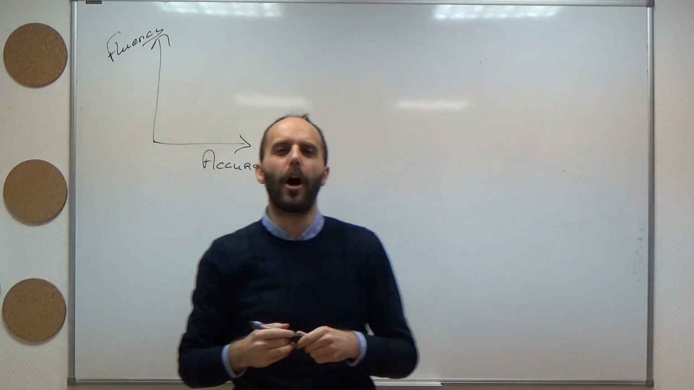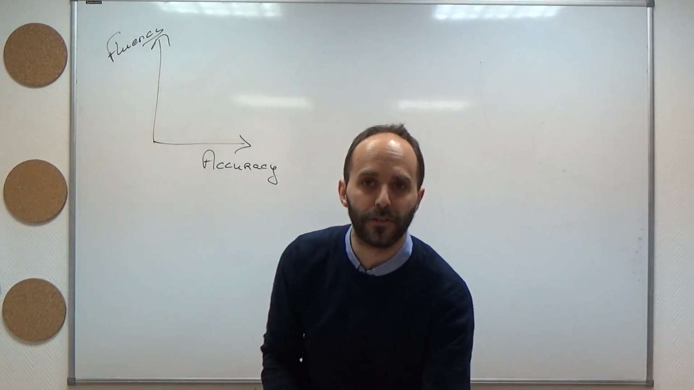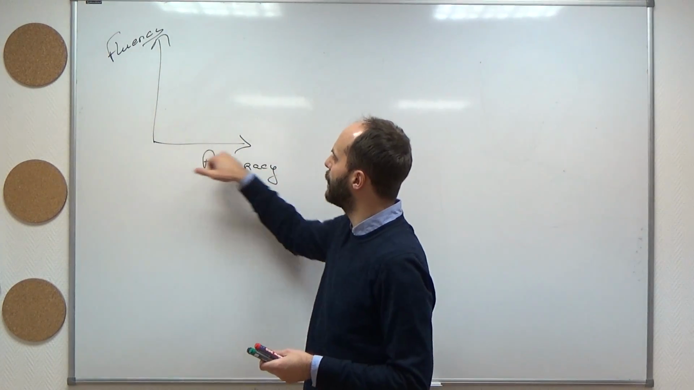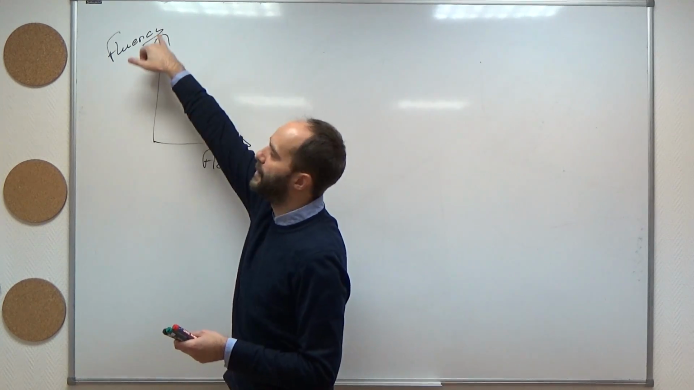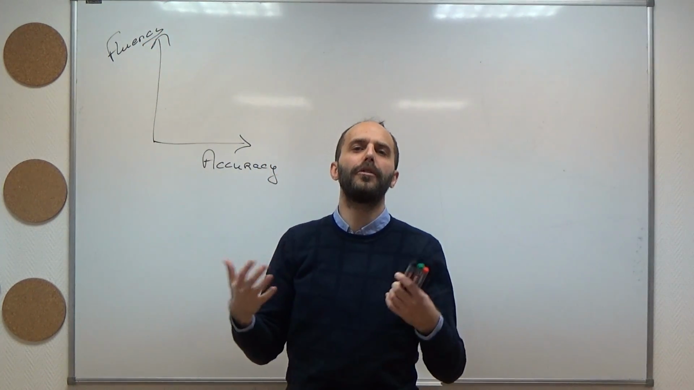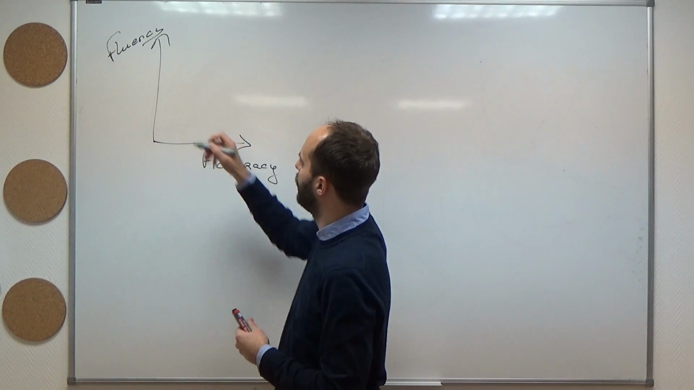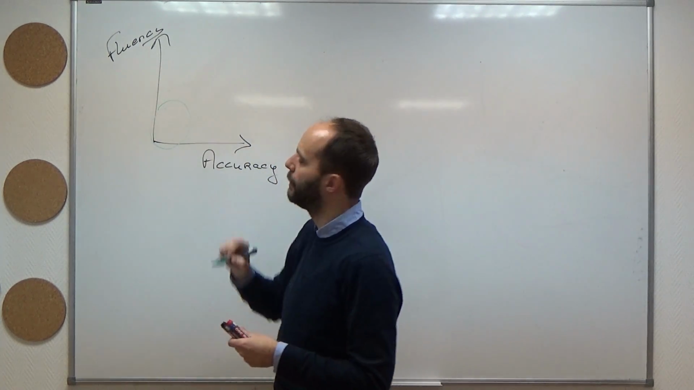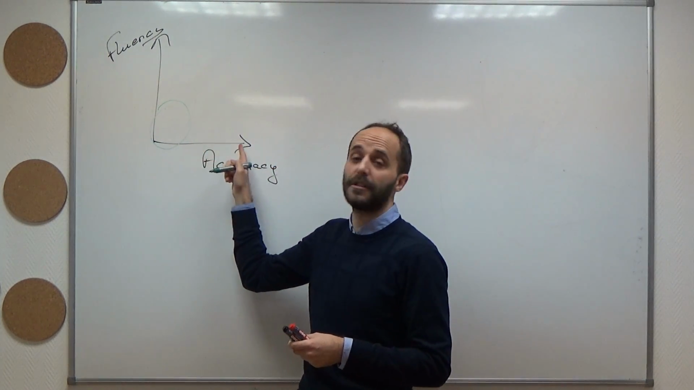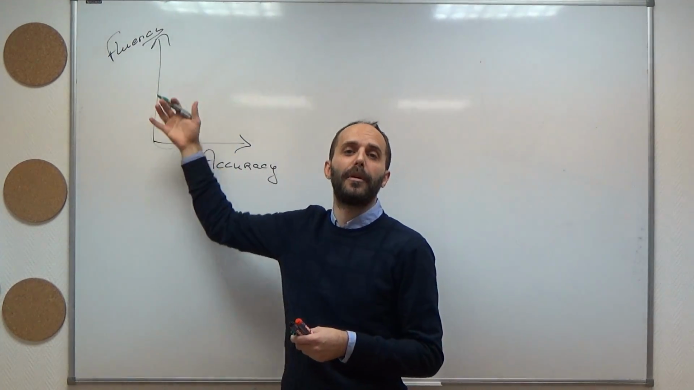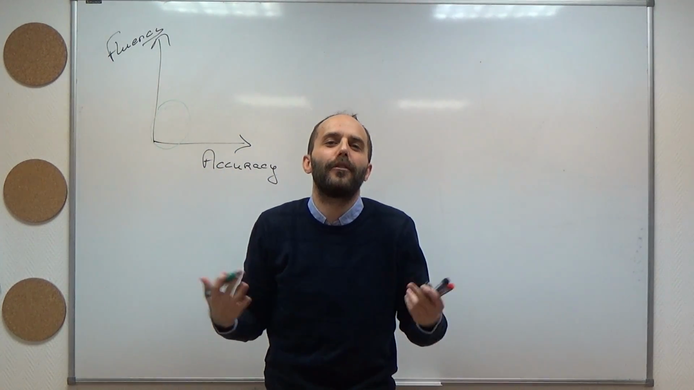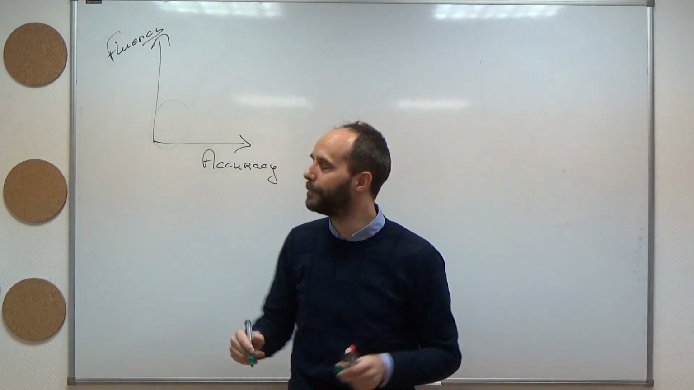Let's start by quickly thinking about our goals for our students. We have accuracy here, rising, and fluency here, rising. Where do most of our students start? Well, most of our students start around here. Different levels of accuracy, different levels of fluency, but in general a little low. That's why they're studying a language. It's not a bad thing.